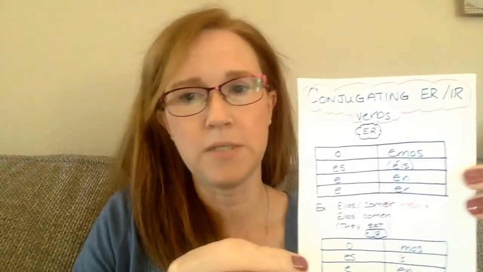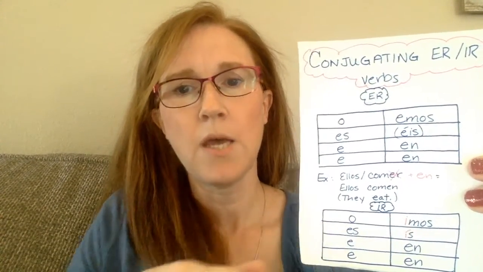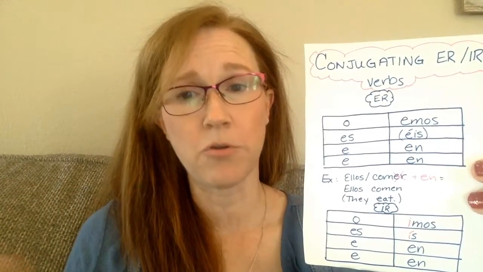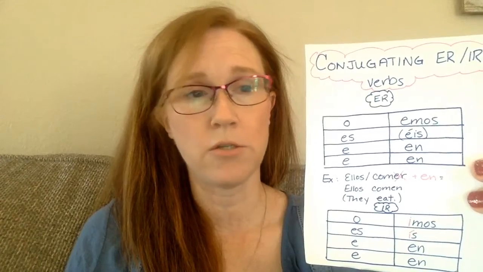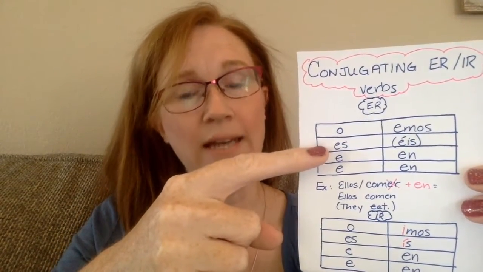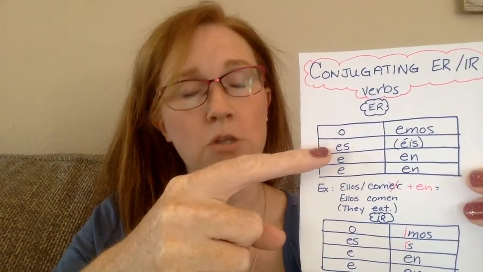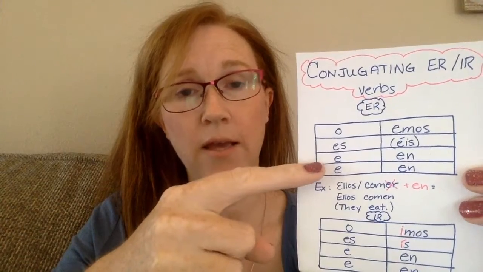ER/IR verbs are very, very easy. They're just like your AR verbs. Our endings are even similar. The yo form is always O. So AR is O, ER is O, IR is O. So yo form is easy. And just like the AR verbs, we add an S for the tú form. Just like AR verbs, we take that S off for the usted, él, ella form.